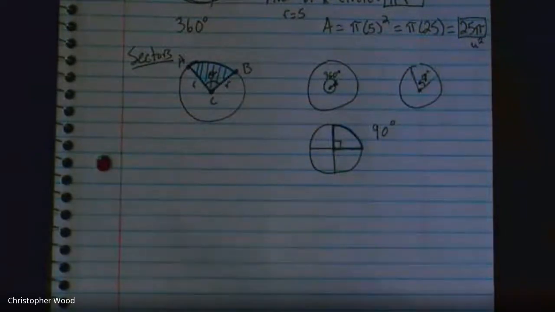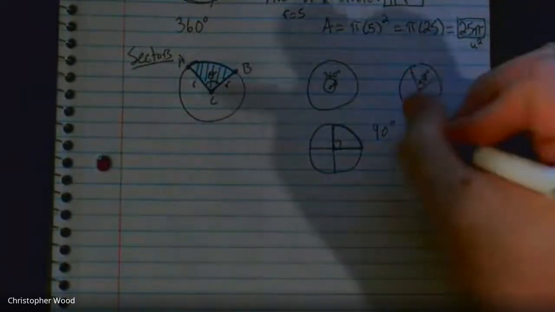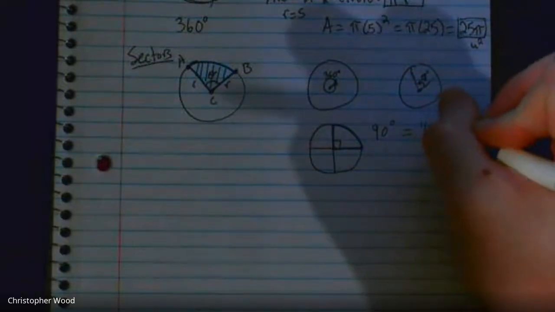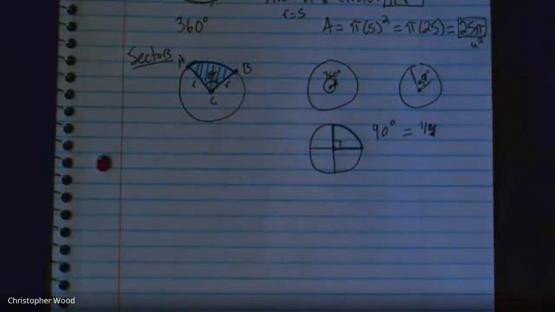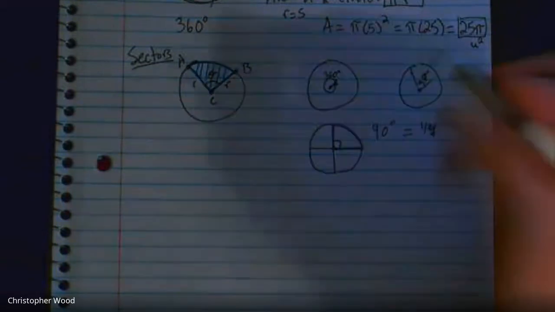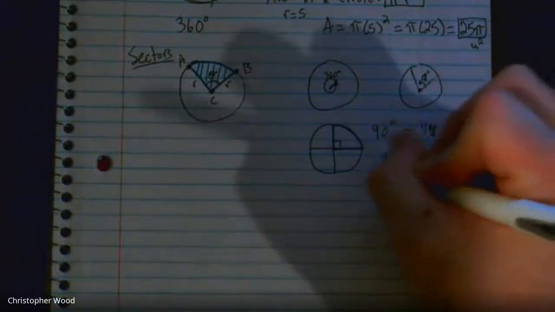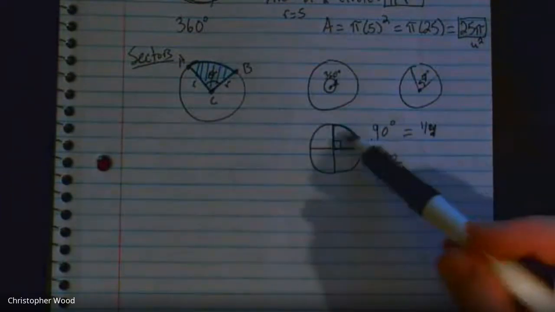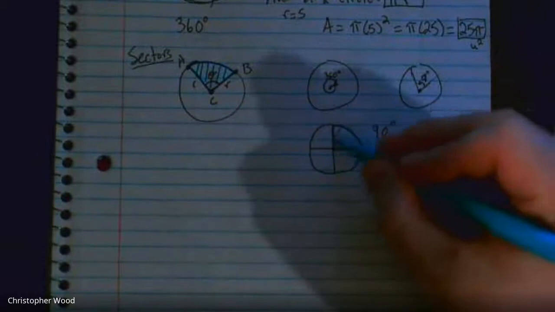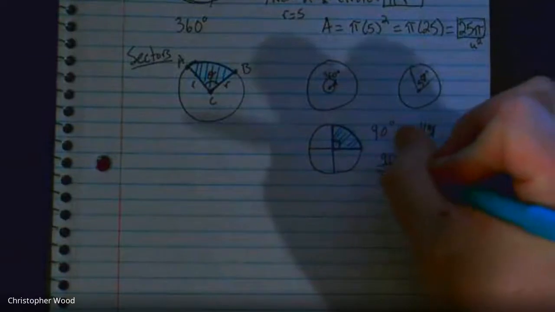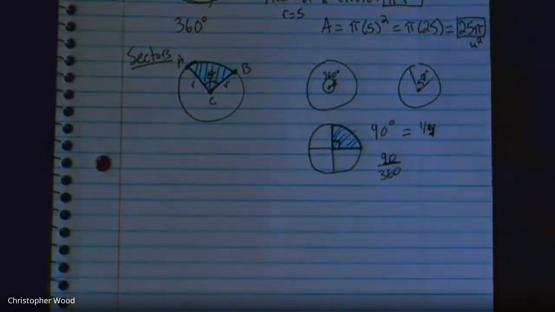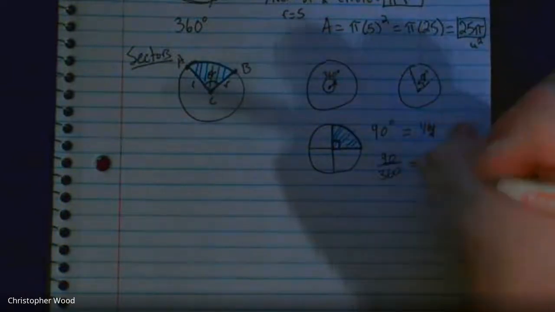So if this is 90 degrees, the question becomes, how much of 360 is that? We already discussed that. 90 degrees is really equal to one quarter of the circle. Now, how can we show this mathematically? Well, 90 out of 360 degrees. This sector that I have in blue here, that angle measure inside of it is 90 of the total 360 degrees inside of that circle. So if I were to reduce this as a fraction, it becomes 1/4.